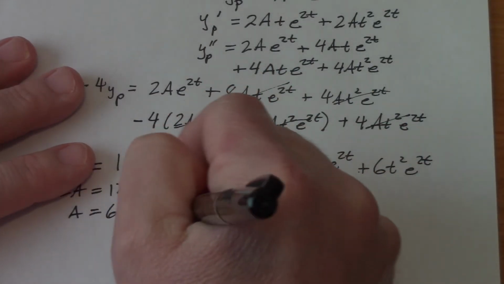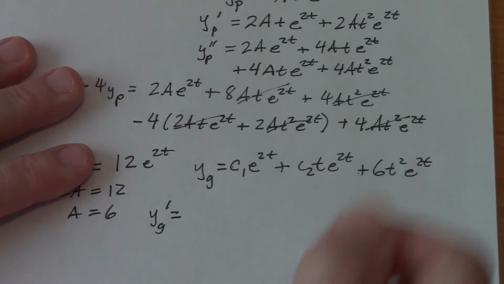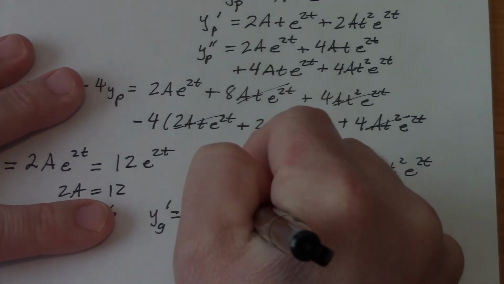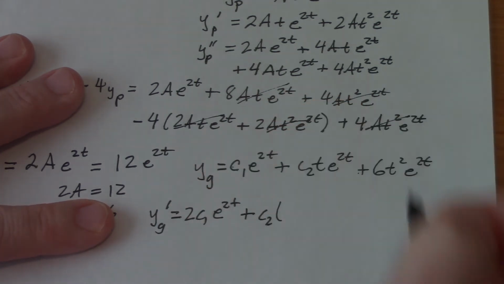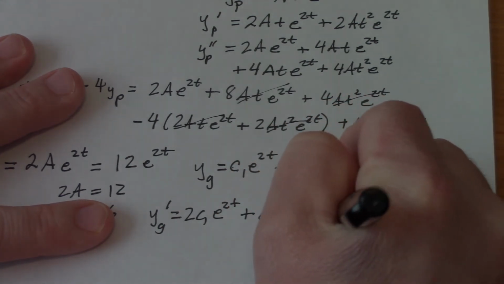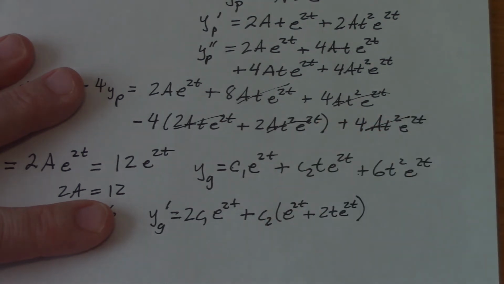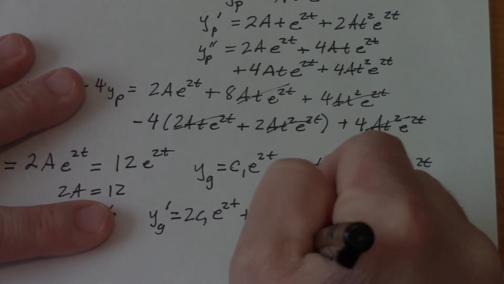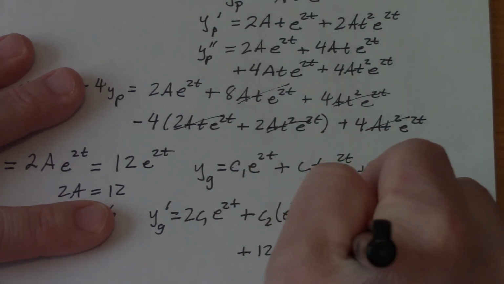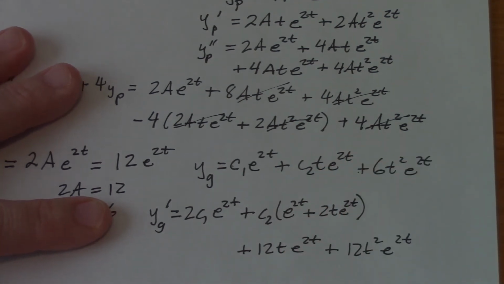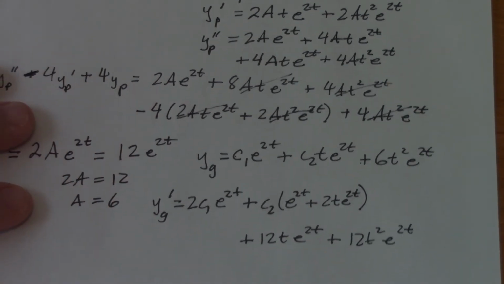So let's do that. So yg prime is going to be 2c1 e to the 2t plus c2, I've got product rule here, so e to the 2t plus 2t e to the 2t, and then I've got product rule again. So that's plus 12t e to the 2t plus 12t squared e to the 2t. Okay, that looks really bad, but actually it comes out pretty nice. So when we use the initial condition of y of 0 equals 3, that's going to be pretty nice.